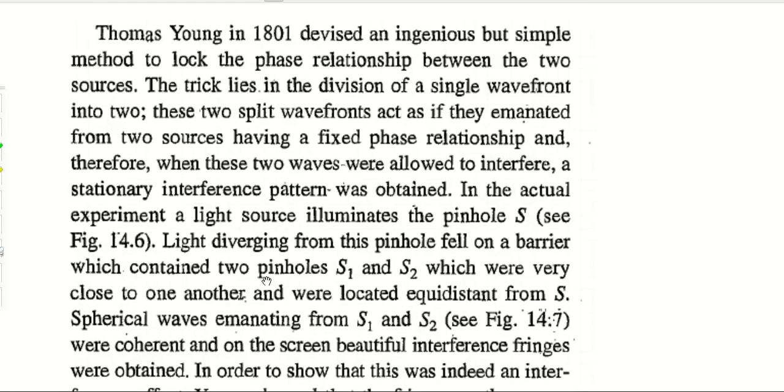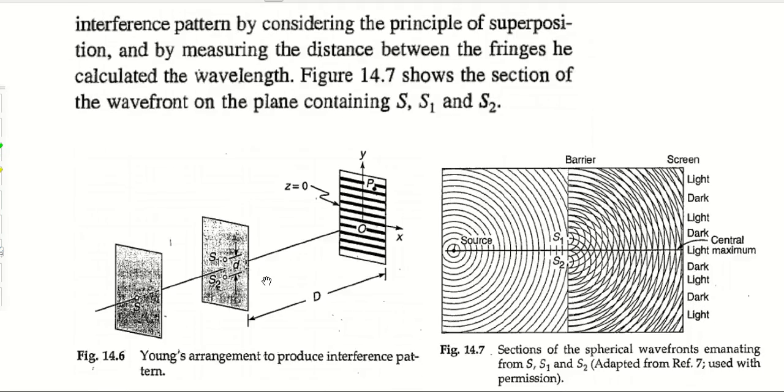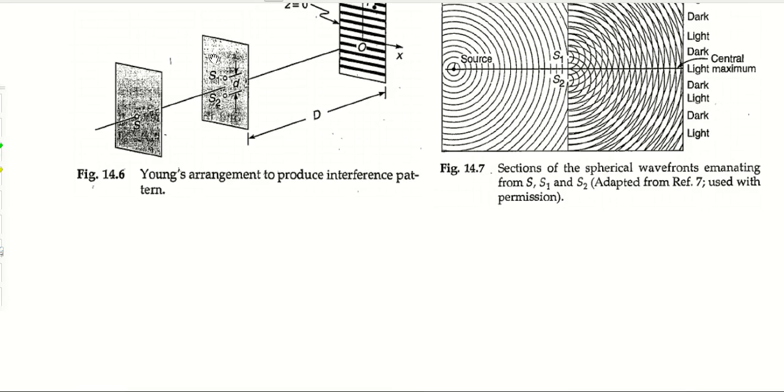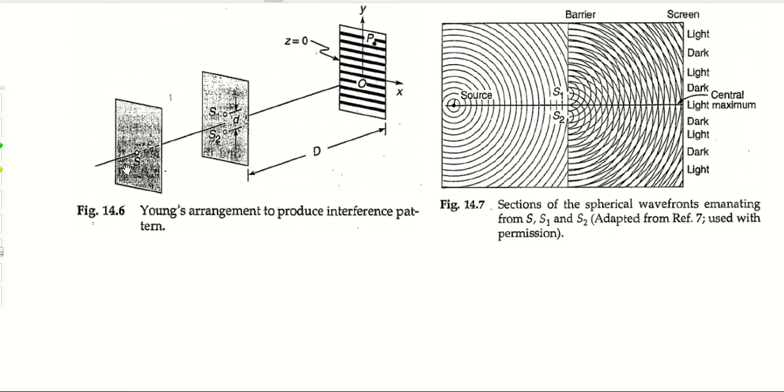Thomas Young in 1801 made an arrangement which can produce a set of coherent sources with great ease. How? Let us take a source S and place a screen in front of it and make two pinholes S1 and S2 with a distance d. Then the light coming from S will be divided into two parts at S1 and S2. And we know the Huygens principle: the wavefronts are created and propagated through space with respect to time, and some wavefront will be cut at the S1 and S2 pinholes.